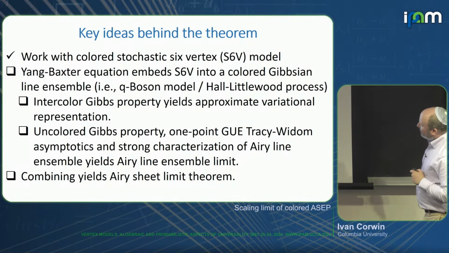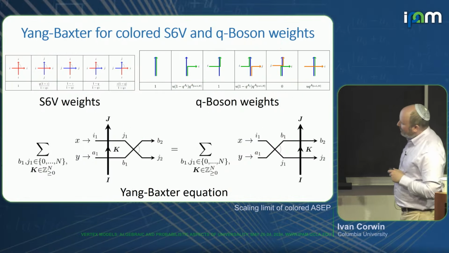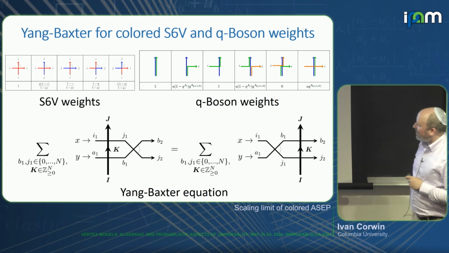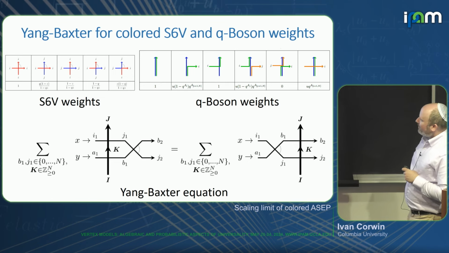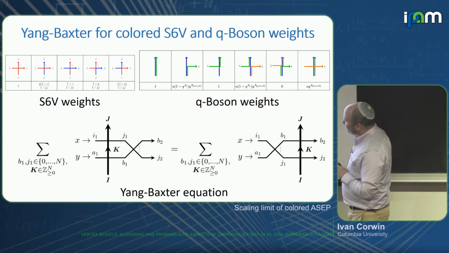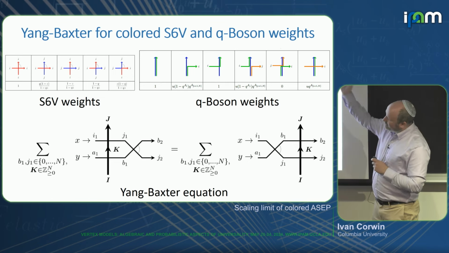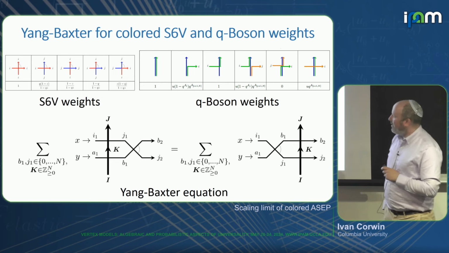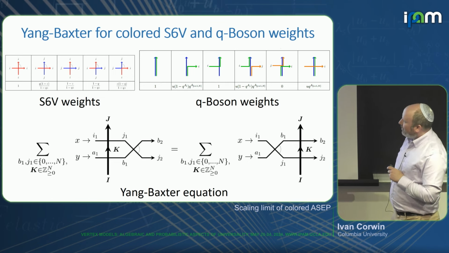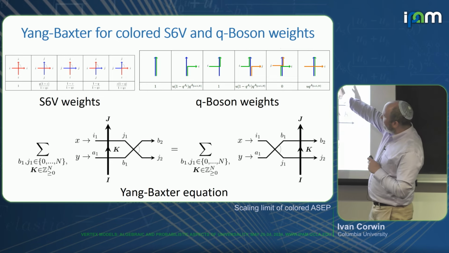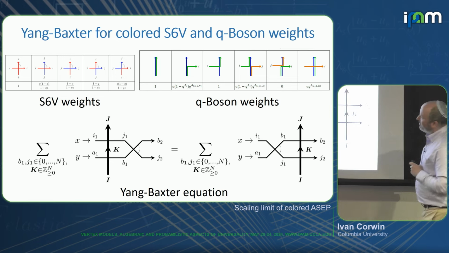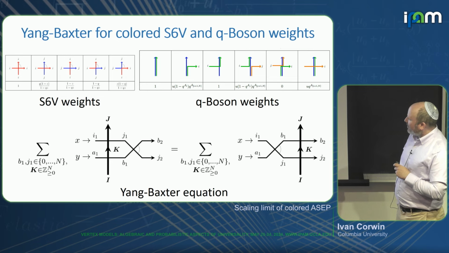So colored six-vertex has a very nice property, which is that it's Yang-Baxter solvable. Okay? And it satisfies the Yang-Baxter equation with what's called the colored Q-boson model. In fact, it satisfies an RRR Yang-Baxter equation with itself. But through fusion, you can write down this Q-boson Yang-Baxter equation.